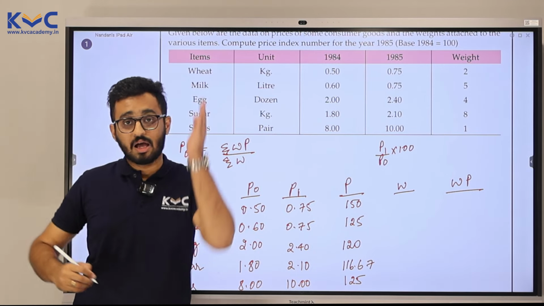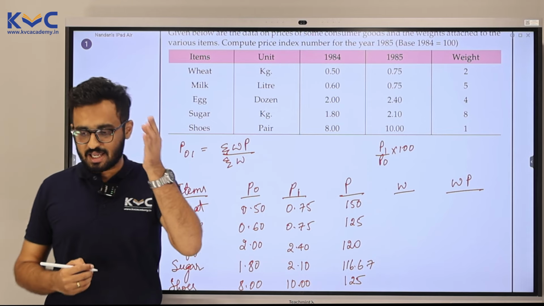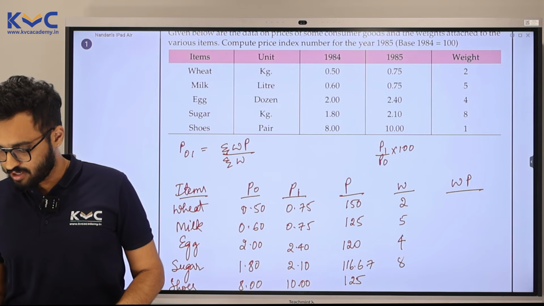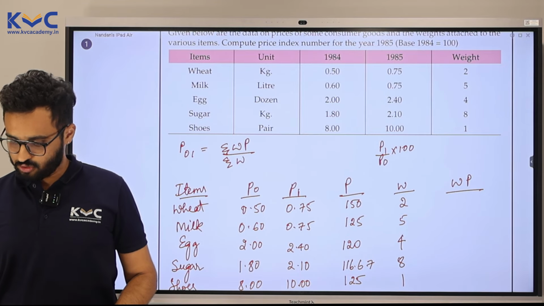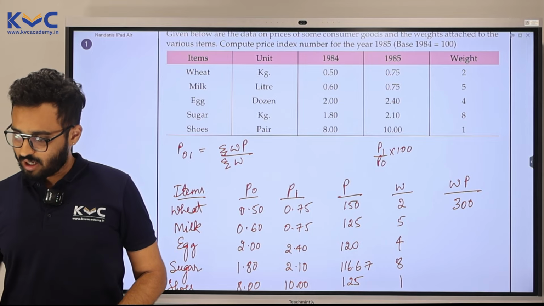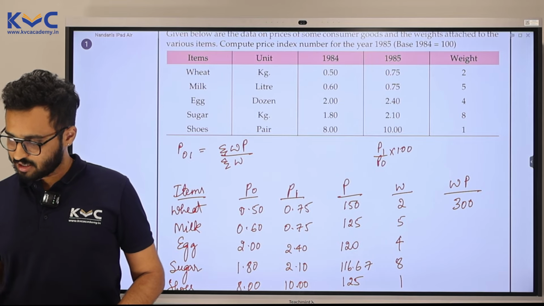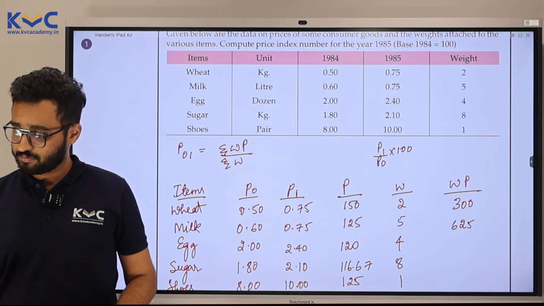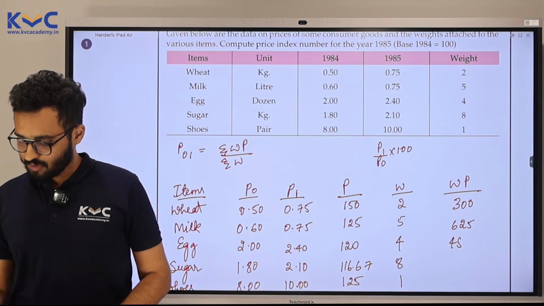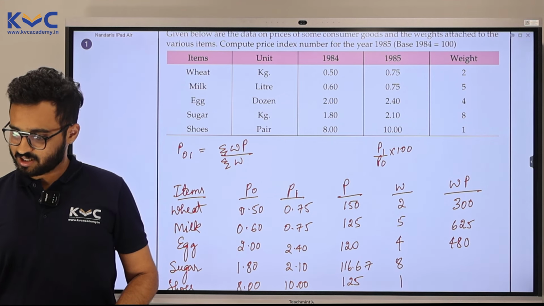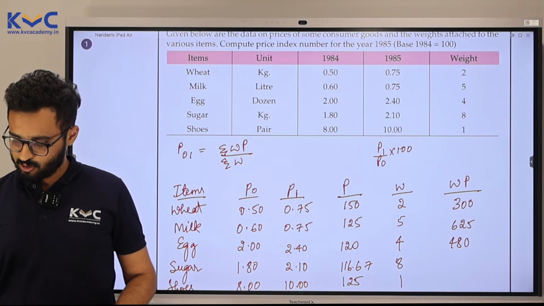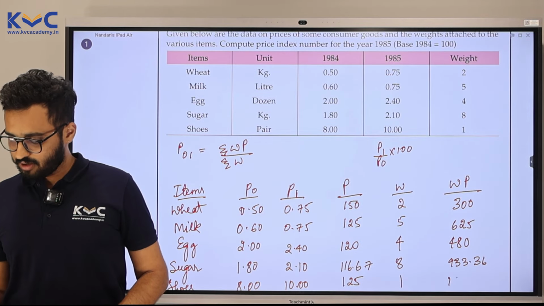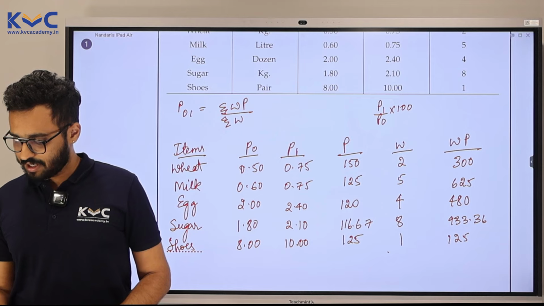So we got all the relatives, right? We call this price relatives. Now multiply with the weights. 150 into 2 is 300. 125 into 5 is 625. 120 into 4 is 480. 116.67 into 8 is 933.36. 125 into 1 is 125.